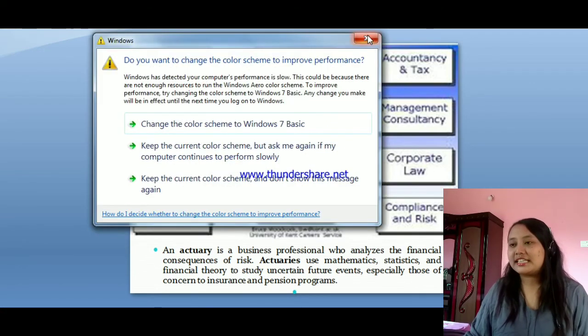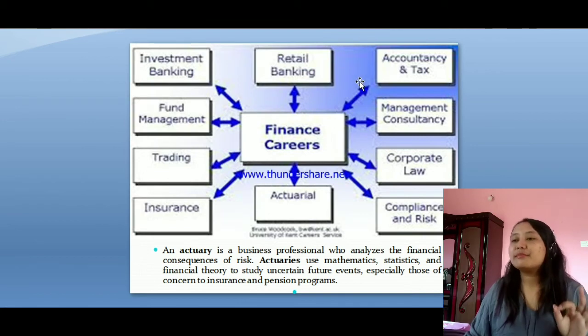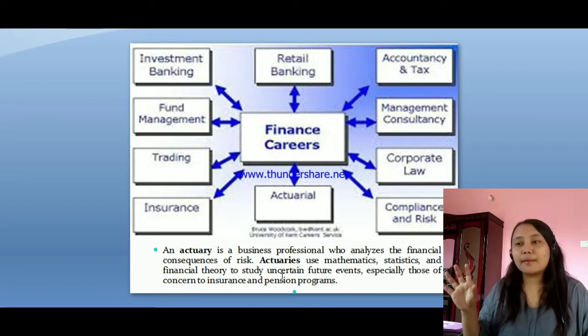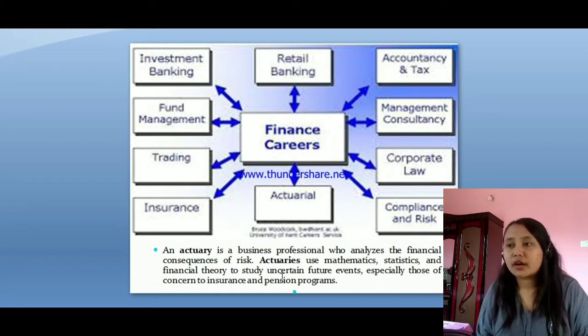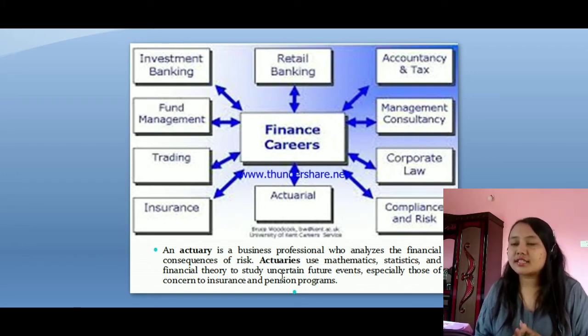So competition is needed, but it may have risks to some of the business also. So the actuary is that financial professional, that business professional who will be analyzing the financial consequences of that risk. So if that market failure happens, then what sort of financial consequences does that business have to suffer? That we need to understand, and that is the job done by the actuary.